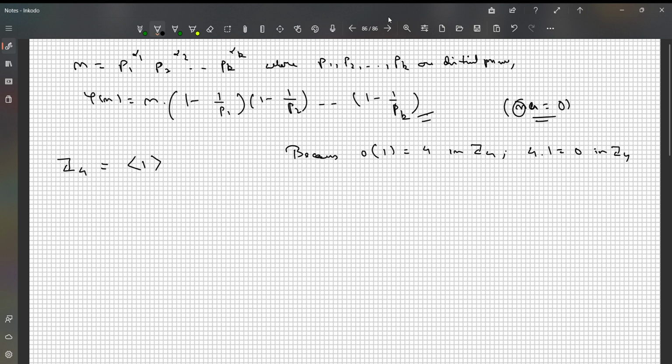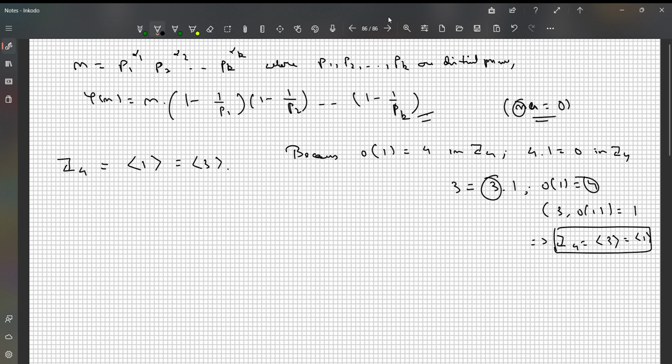Now we can also say that the cyclic group generated by 1 is the same as the cyclic group generated by 3. And the reason is pretty obvious, because what is 3? 3 is basically 3 times 1. The order of 1 is 4. Observe that 3 and 4 are co-prime, so 3 and the order of 1 are co-prime. That means Z4 can also be generated by 3, and obviously it is also generated by 1. This is the fact.